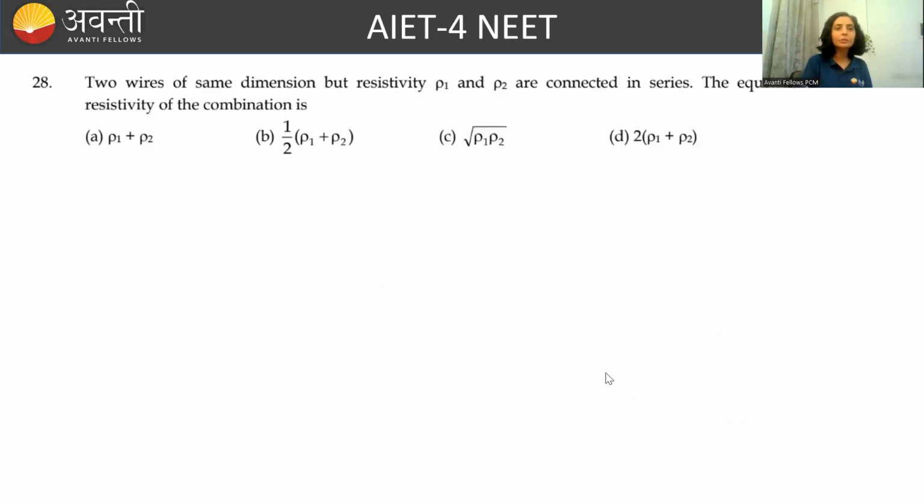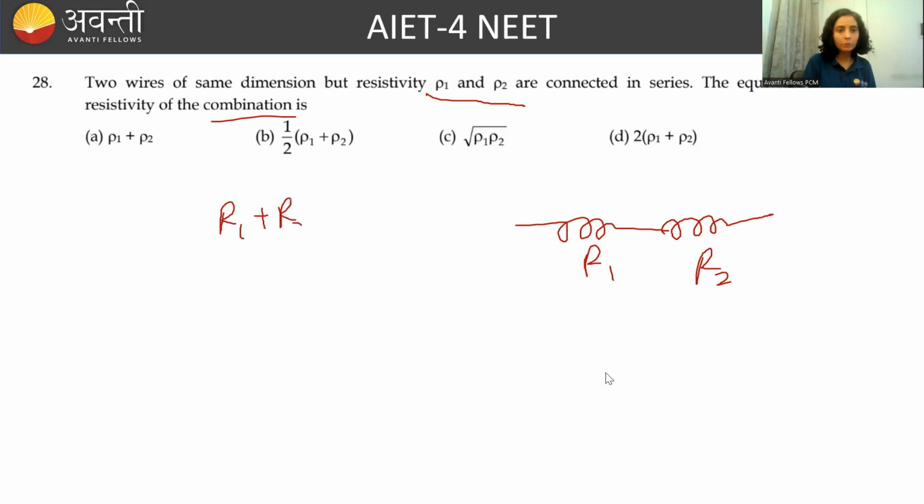This is the next question. Two wires of the same dimensions, but resistivity rho 1 and rho 2, are connected in series. What is the equivalent resistivity of the combination? Suppose there are two resistors like this, R1 and R2. If you connect them in series, R1 plus R2 will be equal to Req. And they are of the same dimension, so R1 is rho 1 L by A plus rho 2 L by A. Now what will be the R equivalent?